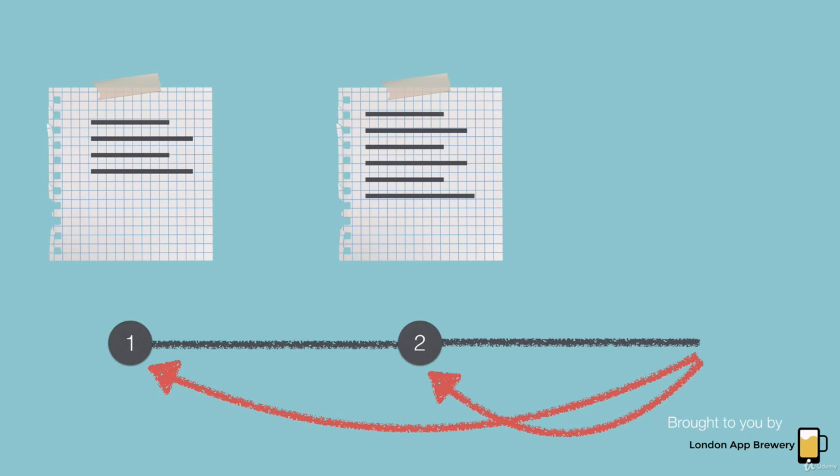So in the next lesson, I'm going to show you version control using Git locally on your computer, and we're going to use the command line to do this.